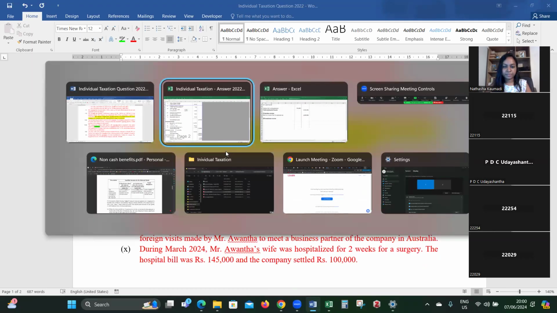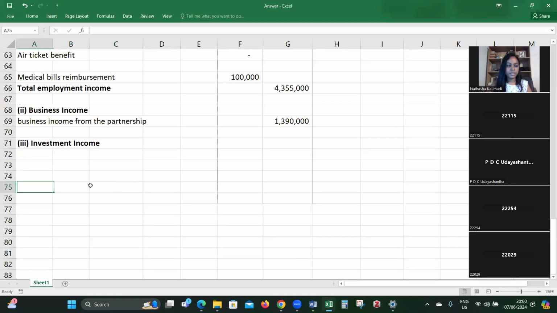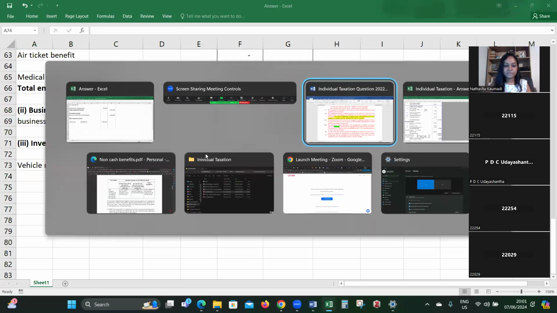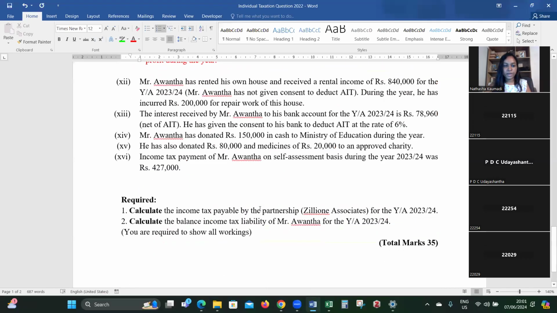Vehicle rent. Monthly, you are getting 200,000 multiplied by 12. That is 2.4 million. And then, what are the other investment income we have? Yes, you can go down.